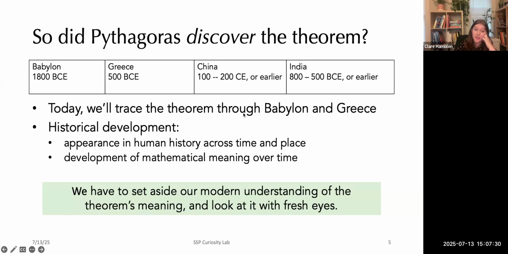We'll focus on the theorem as it emerges first from Babylon and then into Greece. And again, this idea of historical development has this dual meaning. On the one hand, its appearance in human history. On the other hand, the emergence of mathematical meaning over time. And really, what I hope to do in this talk is to help you set aside that modern understanding of the theorem and look at it with fresh eyes.